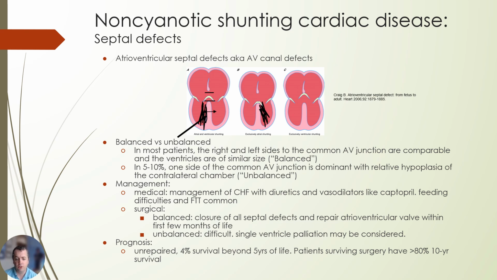Unbalanced is a little more challenging, depending on how hypoplastic the contralateral chamber is. Single ventricle palliation may have to be considered, and we'll talk more about that when we talk about hypoplastic left heart syndrome. Prognosis for this: unrepaired, poor survival beyond 5 years, but patients who survive the surgery have pretty good survival, over 80% at 10 years.